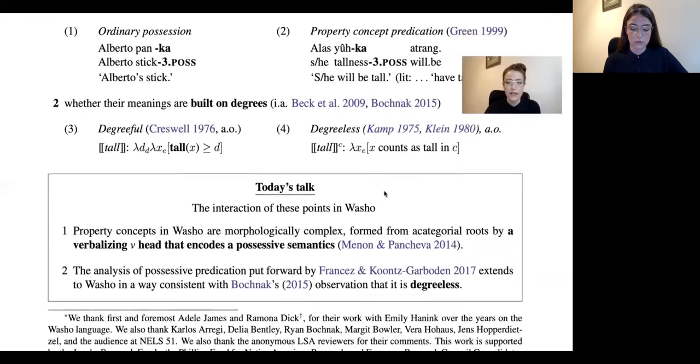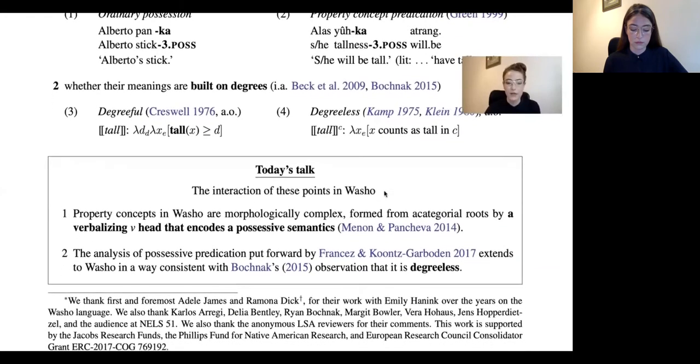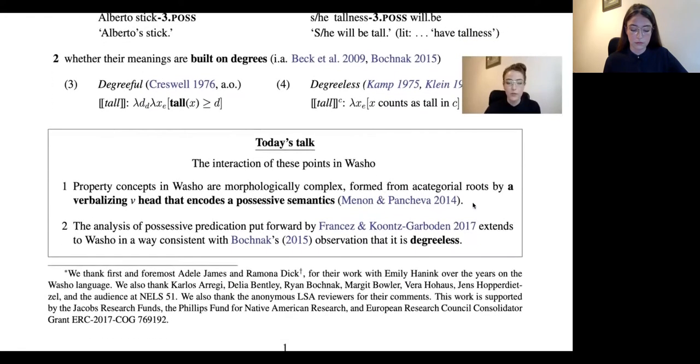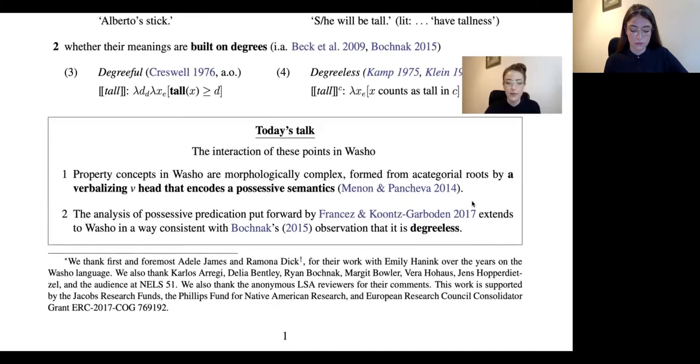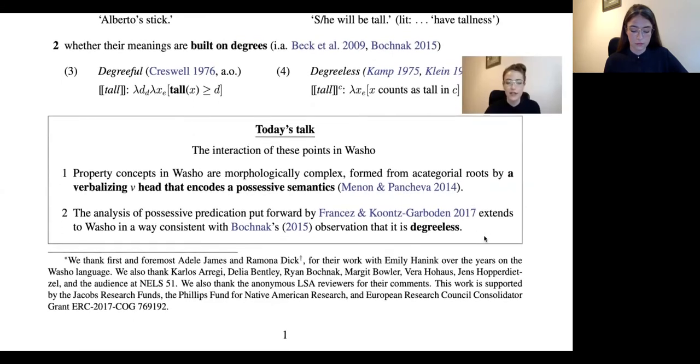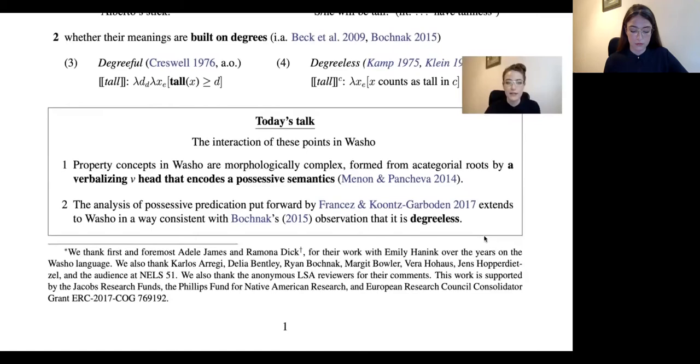So in today's talk, we're going to focus on the interaction of these points in Washoe. We'll have 2 main claims. The first is that property concepts in Washoe are morphologically complex, like ULA, and they're formed from acategorial roots by a verbalizing head that encodes a possessive semantics. The second point is that the analysis of possessive predication that was put forward by Francis and Carboden for languages like ULA extends to Washoe in a way consistent with Bochnak's observation that Washoe is a degreeless language.